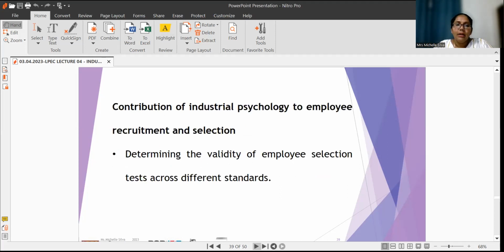So when we talk about the contribution of industrial psychology to employee recruitment and selection, they are the people who determine the validity of employee selection tests across different standards. Industrial psychologists are the people who sit on the interview board, who create questions for the test, who conduct background investigations about people, who design the structure of the CV, etc.